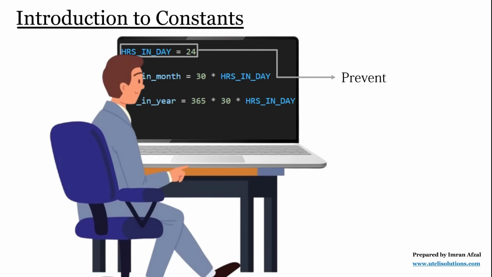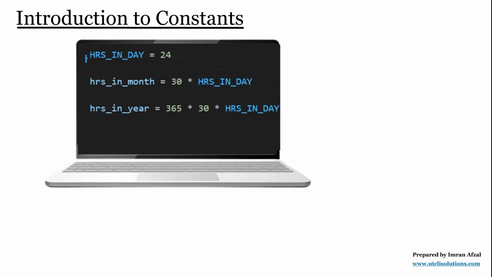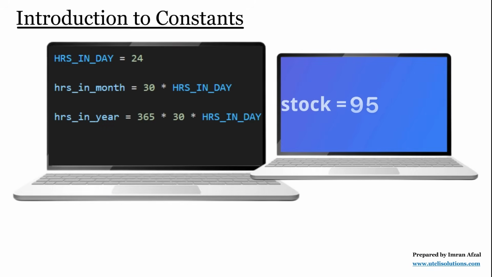Constants also help prevent mistakes. You only define the value once, so you don't risk typing the wrong number in multiple places. And that is also the main difference between variable and constant. So you're probably wondering that, right? A variable's value can change throughout the program, while a constant value stays the same and cannot be modified.